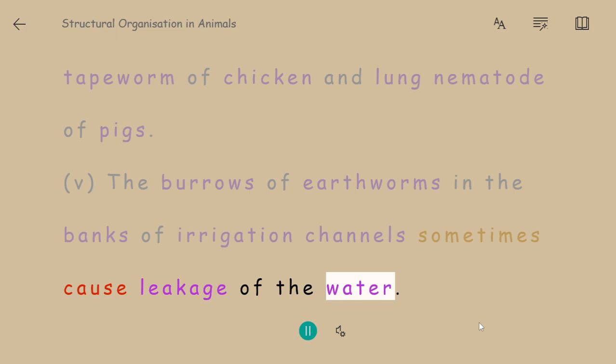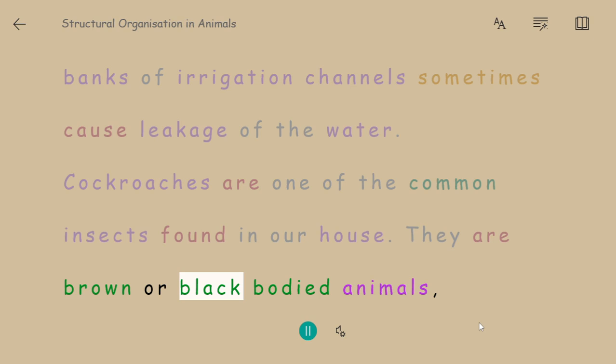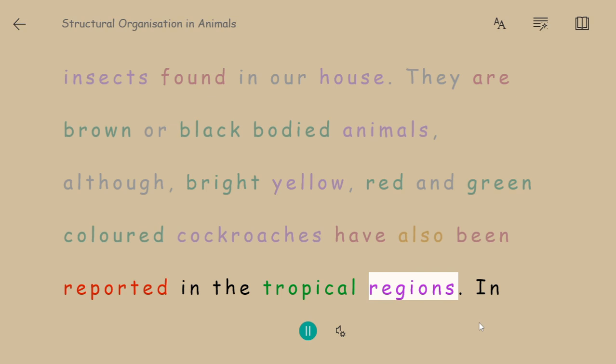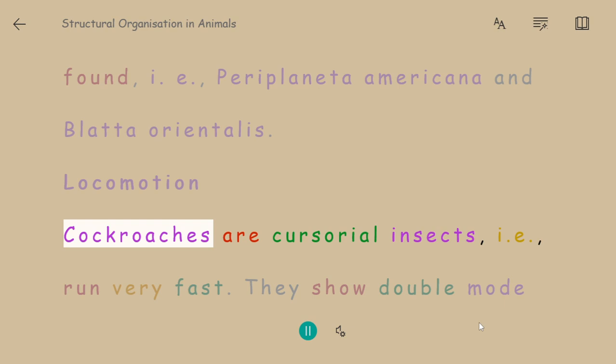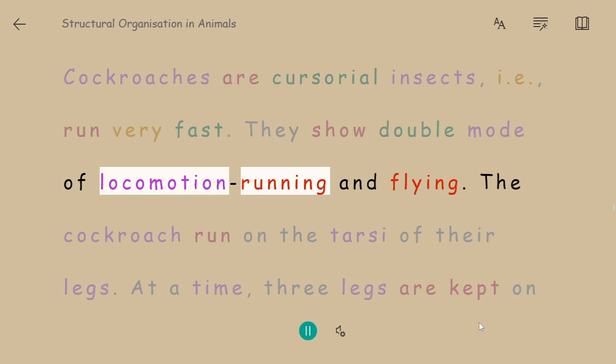Cockroaches are one of the common insects found in our house. They are brown or black-bodied animals, although bright yellow, red and green-colored cockroaches have also been reported in the tropical regions. In India, 2 species of cockroaches are found, i.e., Periplaneta americana and Blatta orientalis. Locomotion. Cockroaches are cursorial insects, i.e., run very fast. They show double mode of locomotion, running and flying.